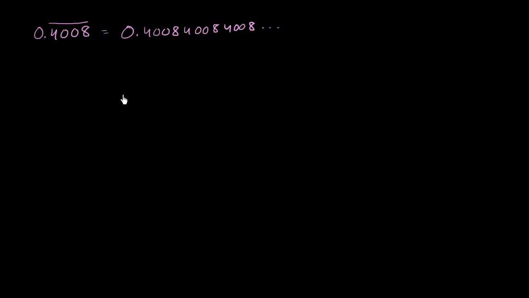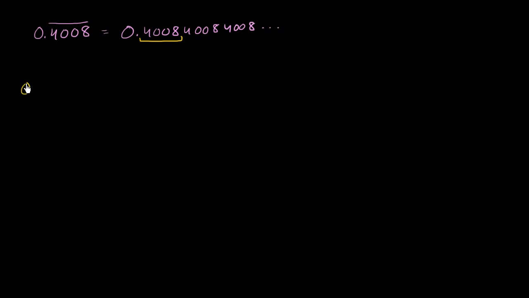What I want you to do right now is pause the video and think about whether you can represent this repeating decimal as an infinite sum, as an infinite series, and then think about whether that infinite series is a geometric series. So I'm assuming you've given a go at it, so let's think about it. For each term of my infinite series, I'm going to represent one of these repeating patterns of 4008. So for example, I will make this 4008 my first term.